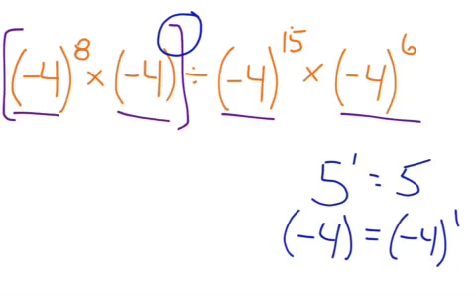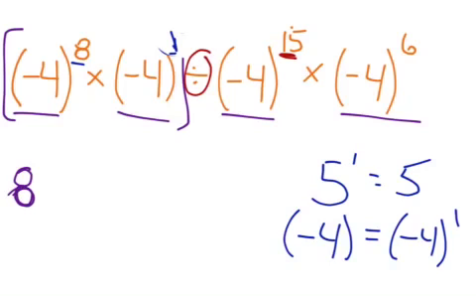So let me erase that and put an exponent of 1 there, just so I know. So we're going to add these exponents because we're multiplying the powers. 8 plus 1 gets us 9. Now, in the next step, we are dividing the powers. So that means we're going to subtract the next exponent. I'm going to write this down here. This is going to be the new exponent. 8 plus 1 minus 15.